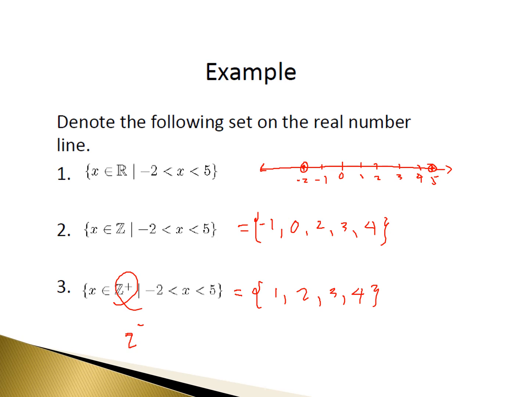So between -2 less than x less than 5, what are the negative integers? So we have here only -1. So -2 is not included, because it says less than. If there is an equal sign there, then it can be included. The final answer here is -1.